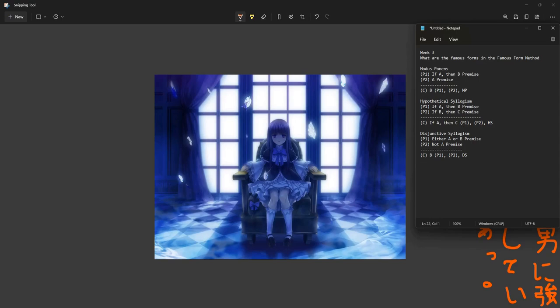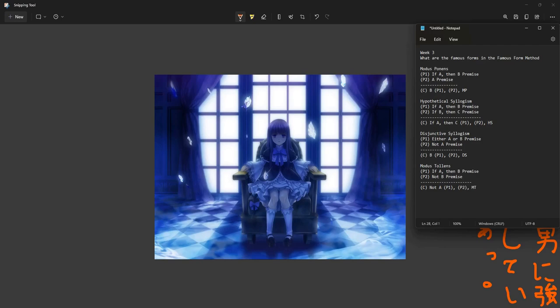Up next, we have modus tollens, which is P1, if A, then B. P2 would be not B. So this is a premise. This is a premise. And then we put a line underneath to separate it. Our conclusion would be not A, because of P1, P2, and this would be MT.